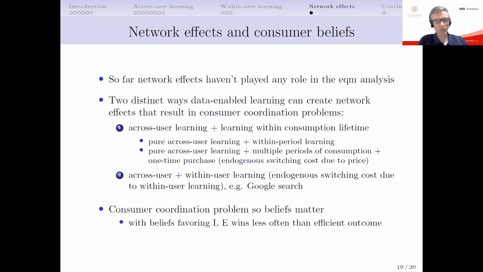If the beliefs favor the incumbent, then basically the incumbent moves forward one period, so gets an advantage. If the beliefs favor the entrant, the entrant would move forward one period. If the beliefs were Pareto, then both firms would move forward one period. So in these cases, it's quite easy to adapt. In this other case, the analysis is more complicated and basically requires a completely new analysis to combine the two.